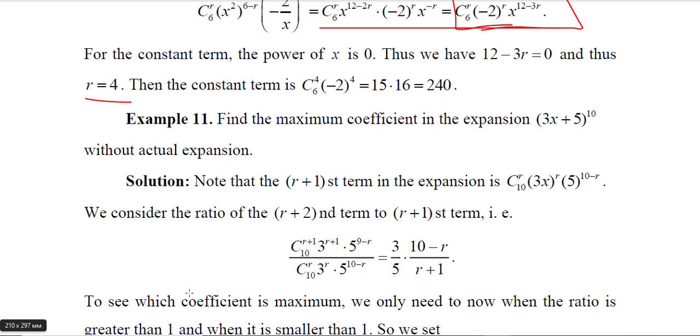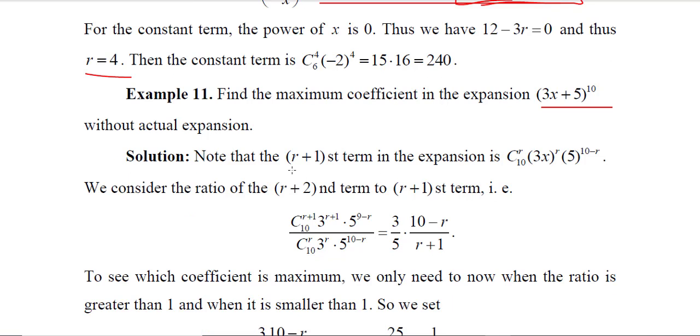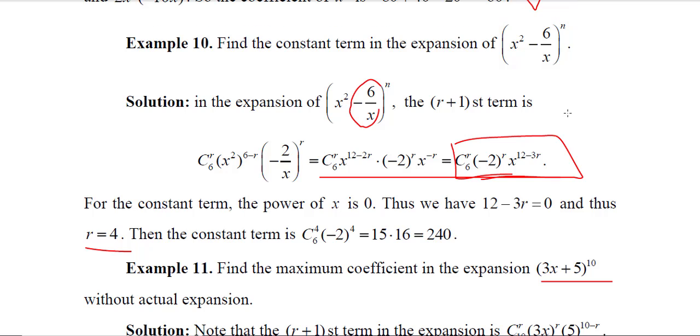Next example: find the maximum coefficient in the expansion of (3x plus 5) to the tenth power without actual expansion. Note that the r plus first term in the expansion is the r plus first term. Here we have 3x plus 5.